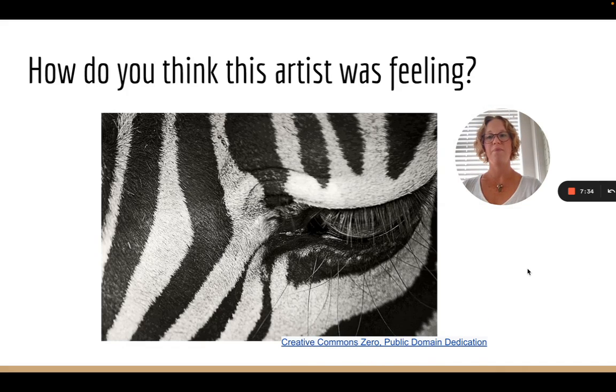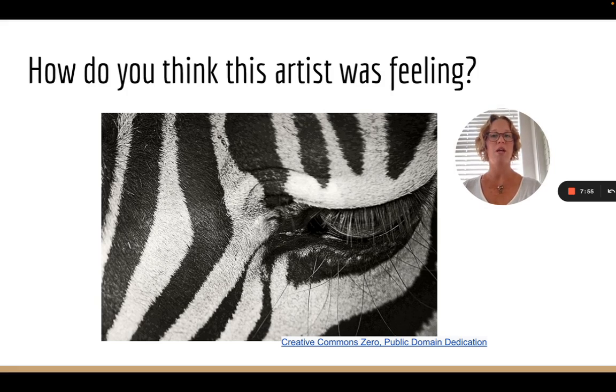Here's another one. How do you think this artist was feeling? This may be a little more recognizable. It's not so abstract. You can tell this is a zebra. And the zebra's eye, look at the zebra's eye. How do you think the artist was trying to portray maybe the way the zebra was feeling in this picture?